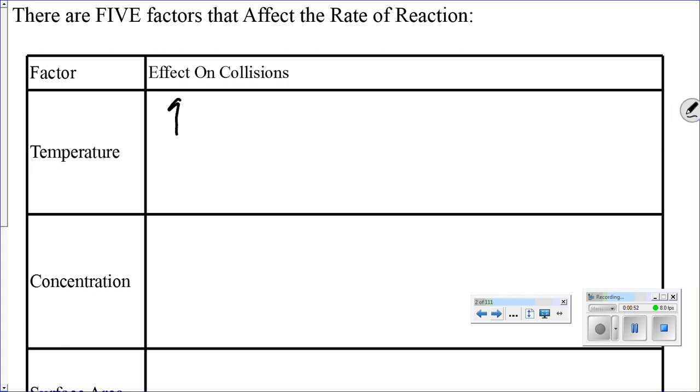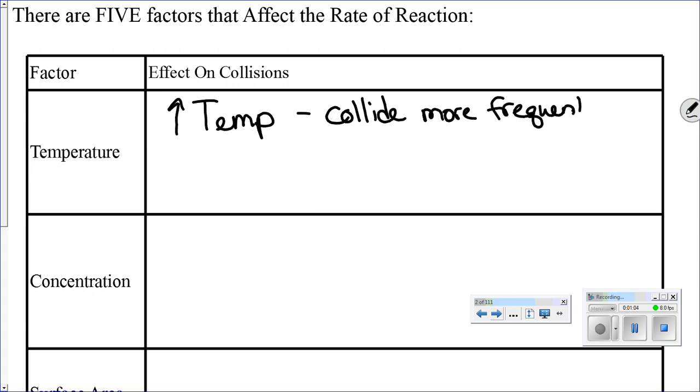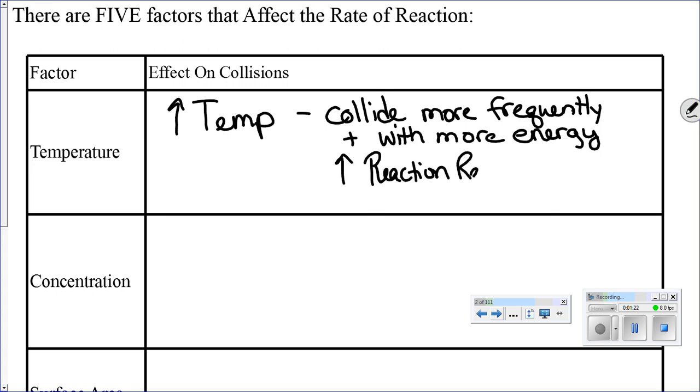So if we increase temperature, particles are going to collide more frequently and with more energy. This is going to make it more likely for them to react. Therefore, increasing temperature increases reaction rate. And also, if we decrease temperature, less frequent collisions because particles are moving slowly, and less likelihood that they will react because they will have less energy when they collide.